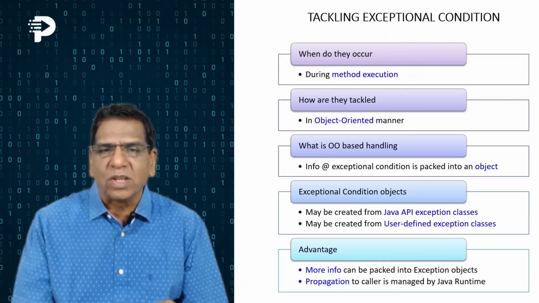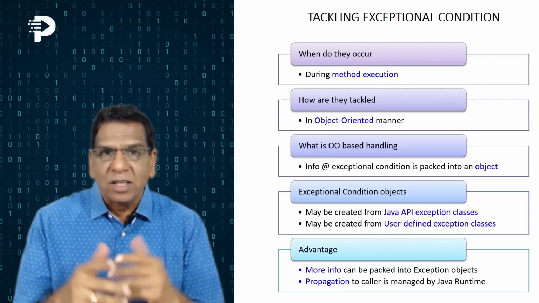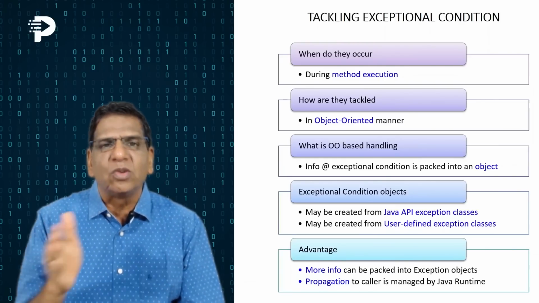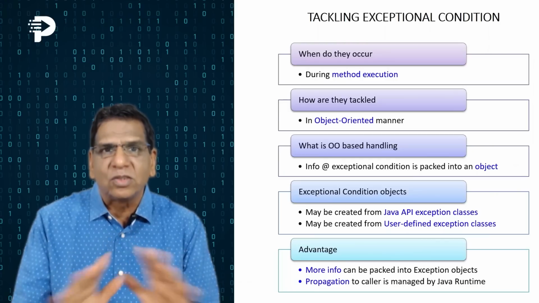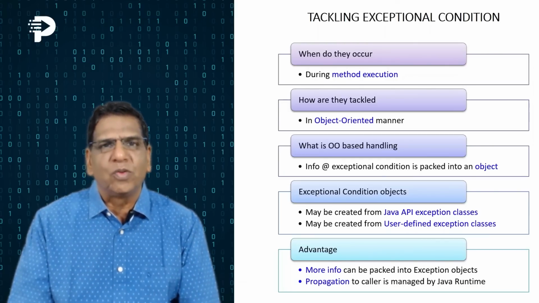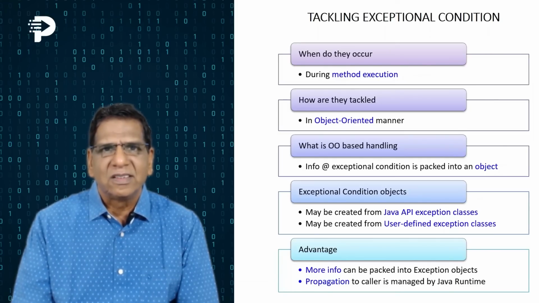You just have to throw the exception object. Where to catch it, where to deal with it is something that you can decide. Propagating it from the place where it originated to the place where it is tackled, that's not your and my responsibility. That is something that the Java runtime will do for you. That's a great advantage.